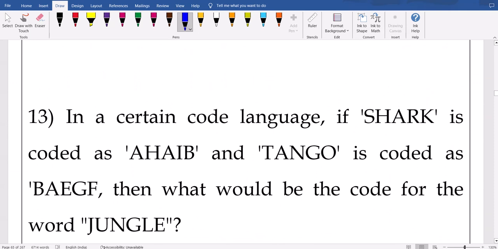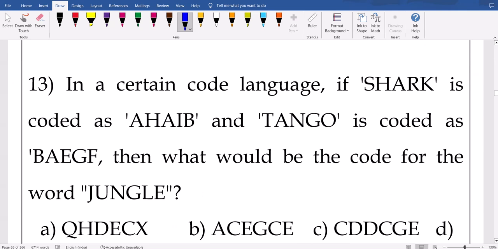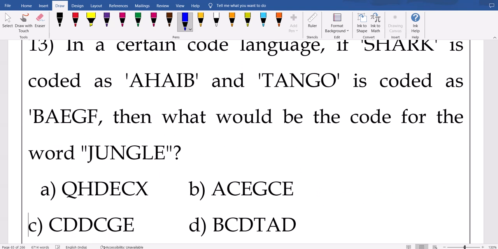So let's see about this 13th question. Shark is coded as AHAIB. Tango is coded as BAEGF. Jungle is coded as what? For a better approach in the exam, we recommend you write the code exactly below.